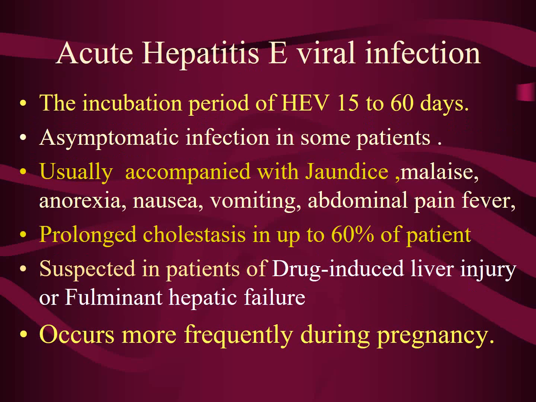In acute hepatitis E virus infection, the incubation period is 15 to 60 days, that is to say, from 2 weeks to 1 month. It is asymptomatic in some patients, but usually accompanied with jaundice, malaise, anorexia, nausea, vomiting, abdominal pain, and fever. Prolonged cholestasis occurs in up to 60% of patients.